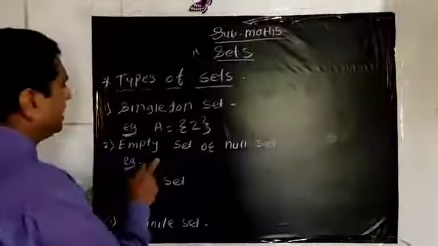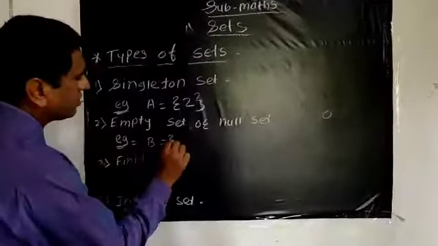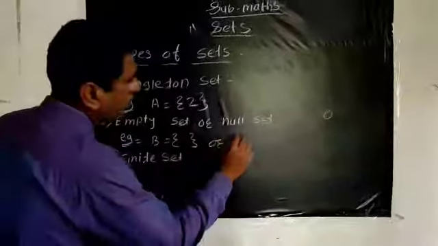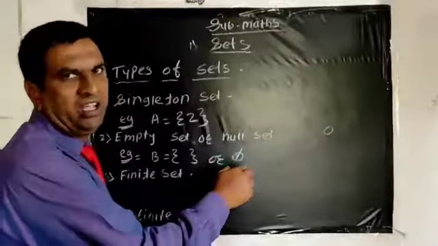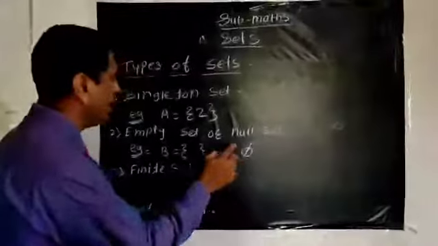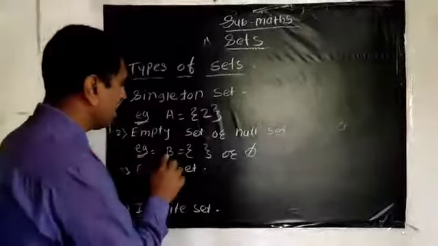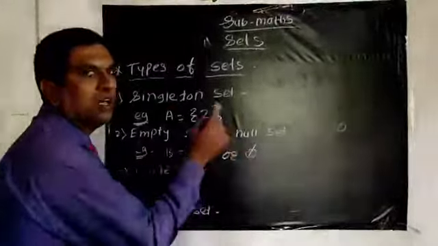So this set is the empty set, and we can write the empty set with only curly brackets, or with this symbol, which is called phi. When we want to write the empty set, we write only curly brackets or write phi.